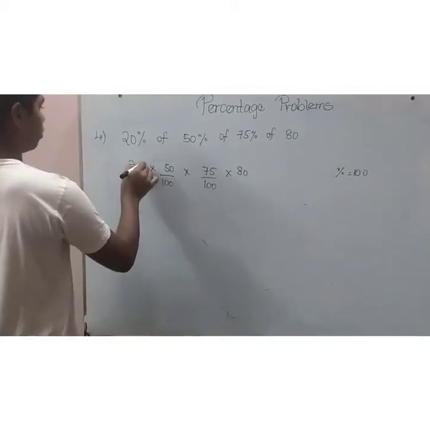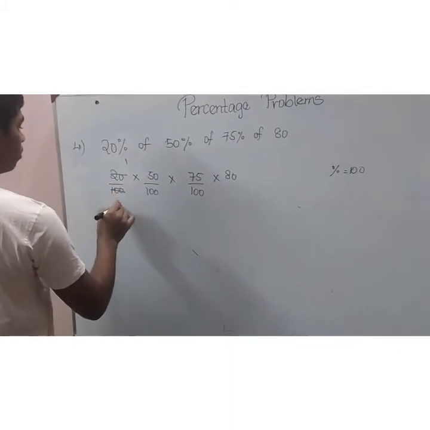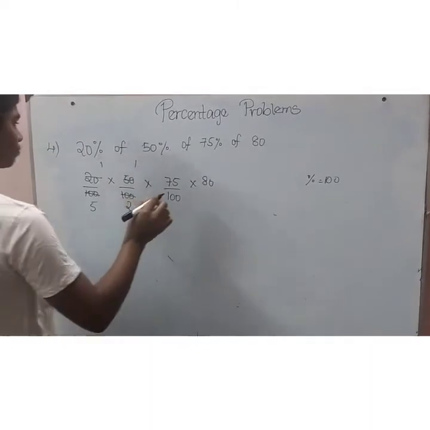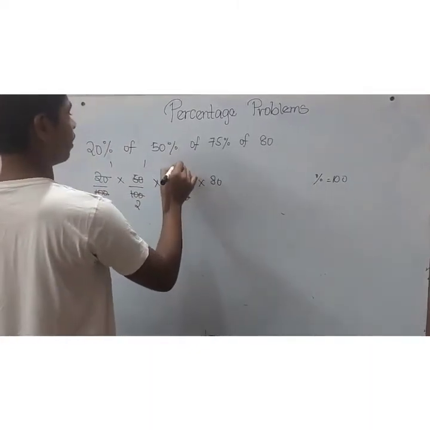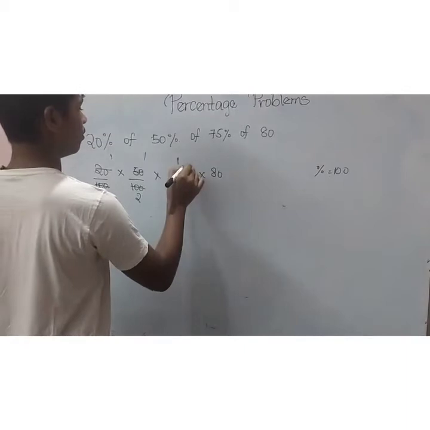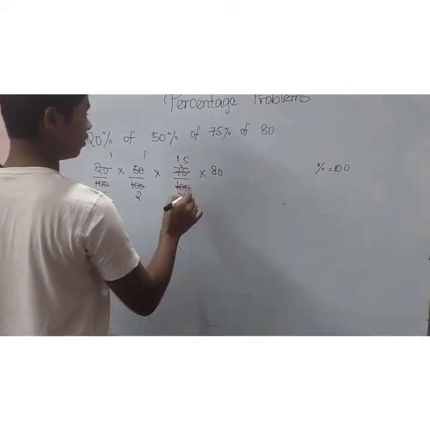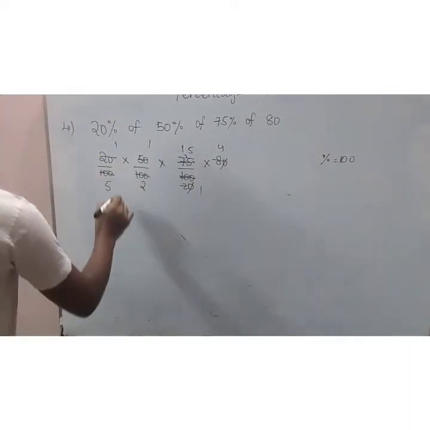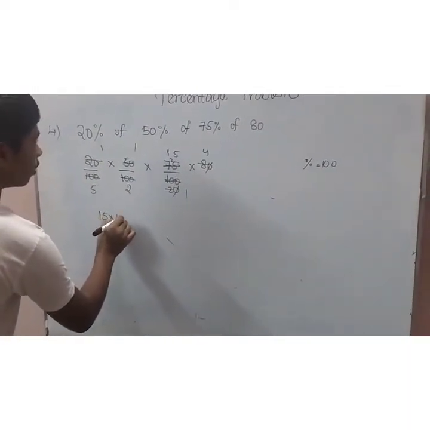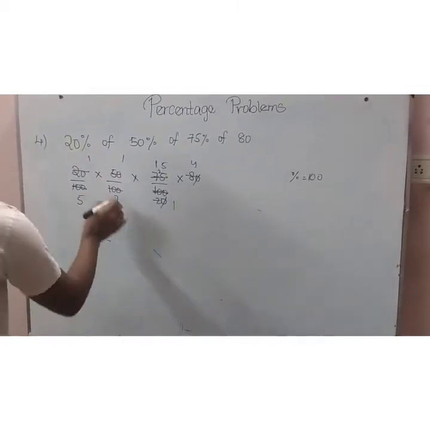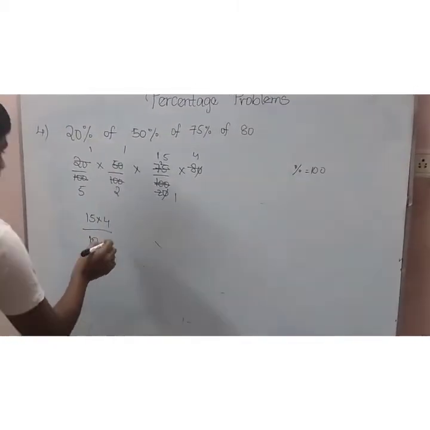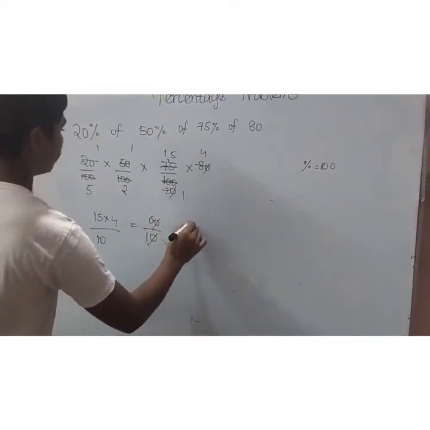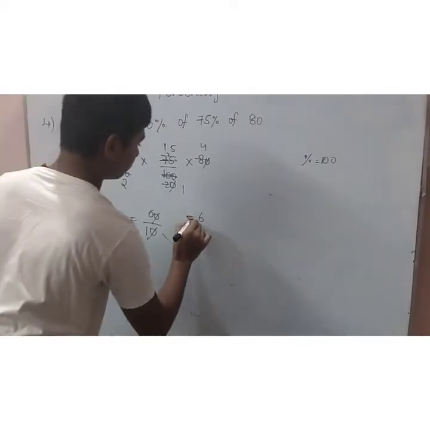Now I want to cancel. 2 1s 2, 5 1s 5, 5 2s 10, 5 1s, 5 15s, 5 20s. 0 cancel, 2 ones, 2 4s. Now 15 into 4 by 10. 15 4s 60 by 10. The answer is 6.